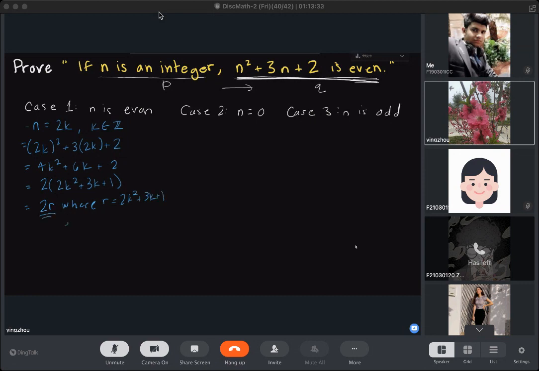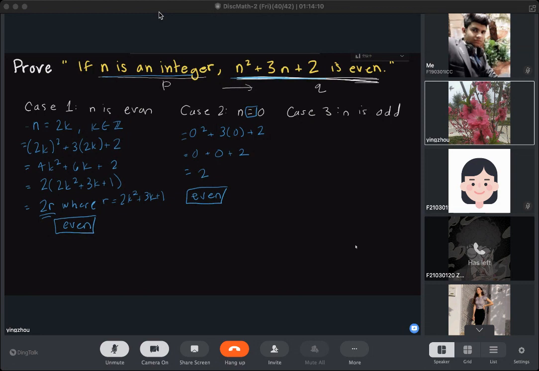Because what I've just shown is that for case 1, if n is an integer, then n squared plus 3n plus 2 is even. So 1 out of 3. Case 2, again, this is just an equal, so I'm just going to plug it in. 0 squared plus 3 times 0 plus 2 is equal to 0 plus 0 plus 2, which is equal to 2, and 2, last I checked, is even. Case 3, n is odd.